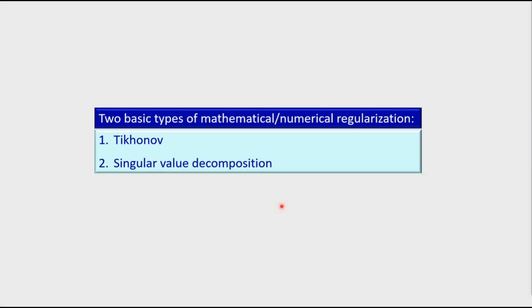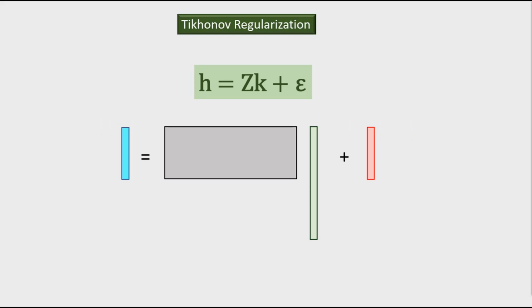There are two broad categories of mathematical numerical regularization. One is called Tikhonov and the other is called singular value decomposition. Singular value decomposition is the subject of this video. Each of these methods attain uniqueness of solution of the ill-posed inverse problem in different ways. Complementary ways, in fact. So here is our ill-posed inverse problem. Here is our matrix Z, long in the horizontal direction.